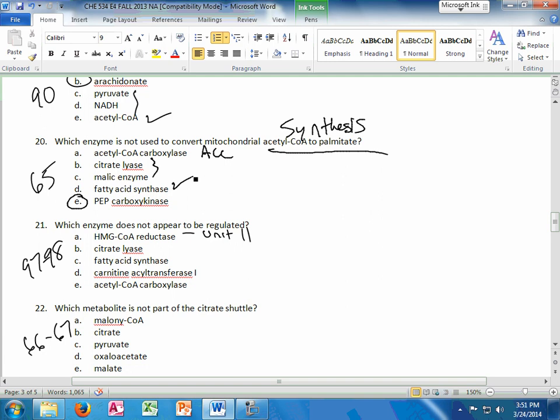So, a question about regulation. Which one is not regulated? Fatty acid synthase. All these other ones are discussed in slides 97 and 98, and if you're only on Unit 10 right now, I believe HMG-CoA reductase is only talked about in Unit 11, so don't let that one throw you off.